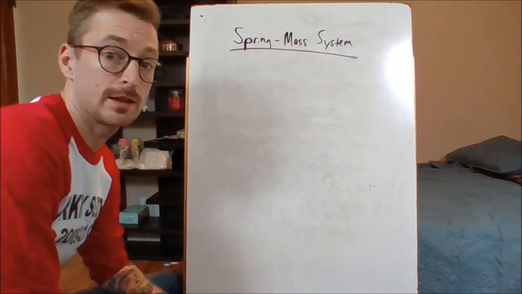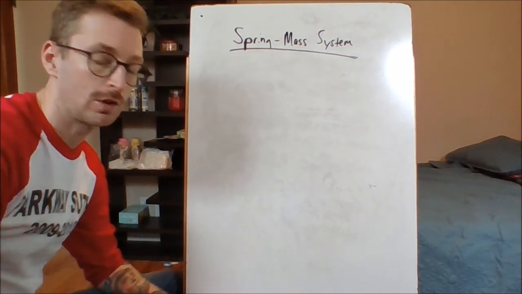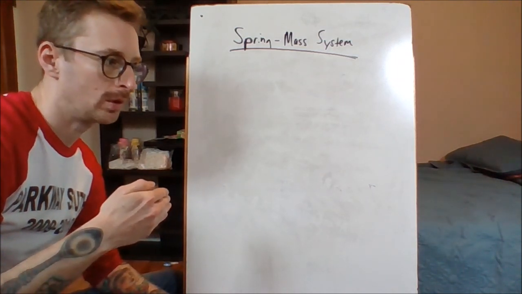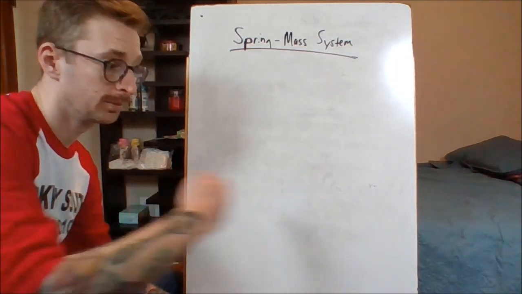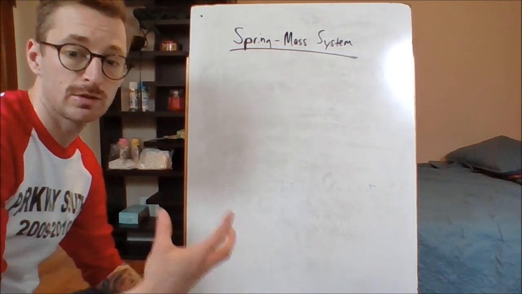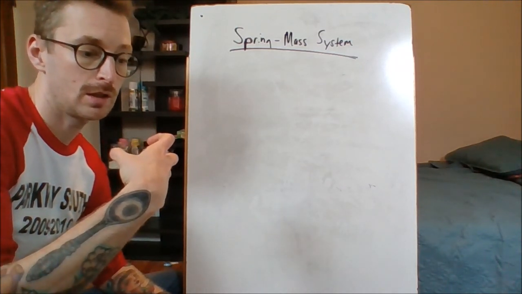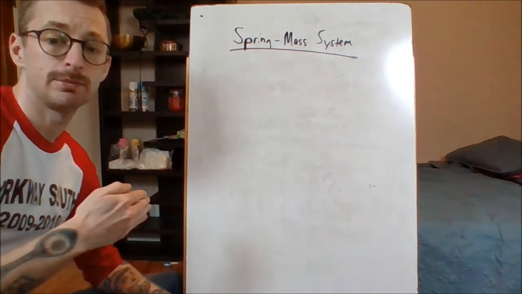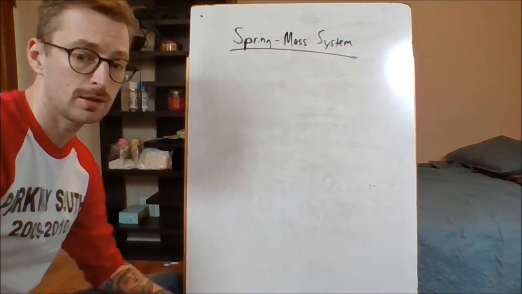We also looked at the factors that would affect the period of a spring mass system, how long it takes for it to complete a cycle. We were trying to figure out how we can change how long it takes for this cycle to be completed. One of the things we said was if we increase the mass, then the acceleration would go down and it would take a longer time to complete. So an increase in mass would increase the period.